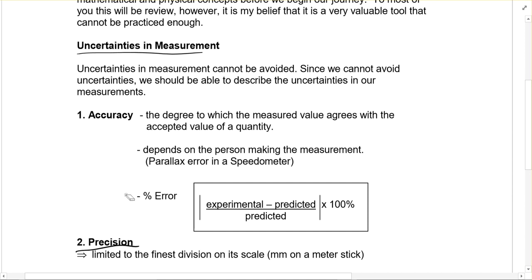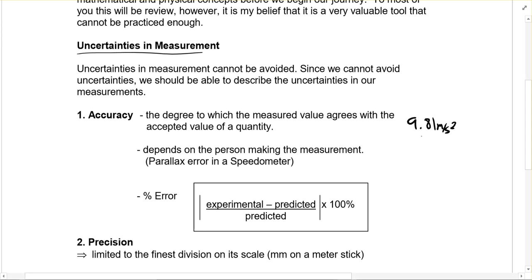So accuracy, what that's talking about is how far off of the predicted value were you? What I mean by that is, let's say that you knew that acceleration due to gravity is 9.81 meters per second squared. We'll talk more about the units and stuff if you forget that later. But let's say you knew that, right? You knew it from your textbooks. You knew it because other people have done experiments. That's the predicted value you should get.